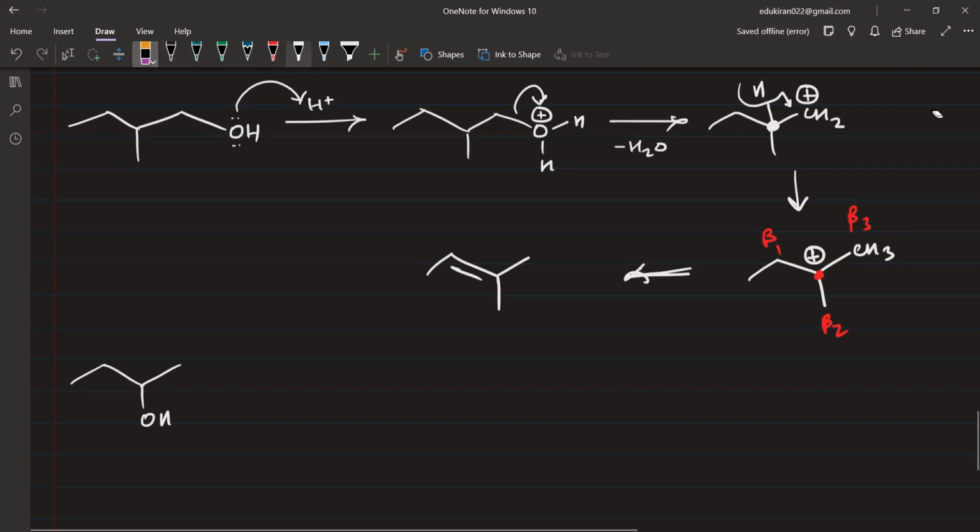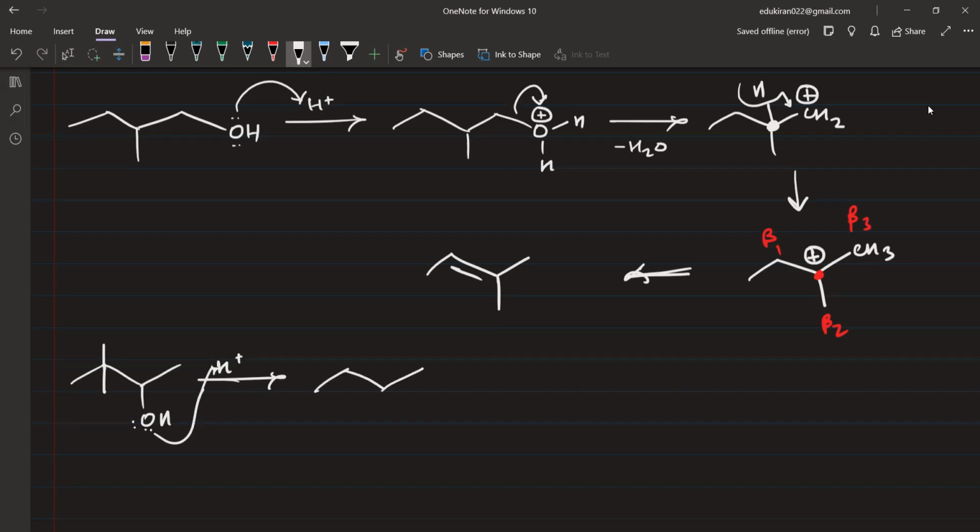Okay. This means we have a CH3 group here. We have a CH3 group here. And in the presence of H plus, this is going to attack here, leading to formation of OH2 positive. This bond is going to break. Wait a second. After this, you are going to get a carbocation.